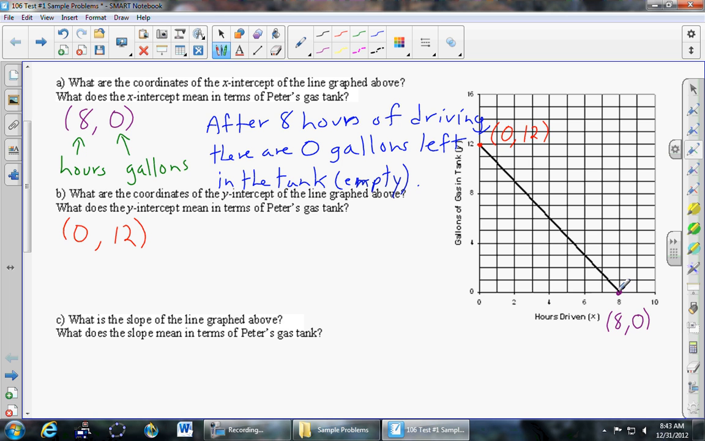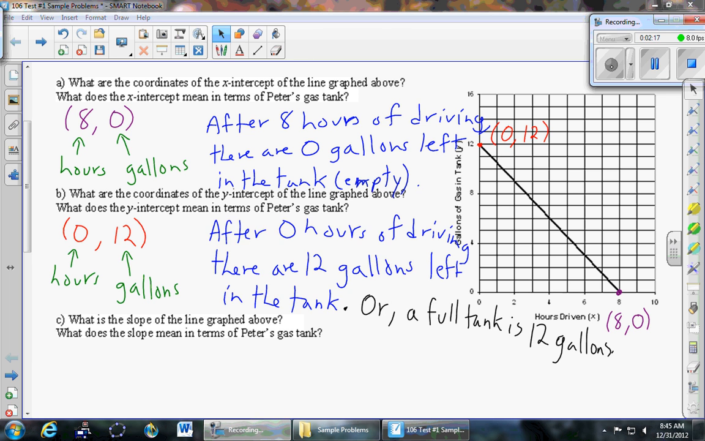Again, filling in the units helps with the interpretation. It's the same units as before. First number is always hours. Second number is always gallons. So after driving for 0 hours, there are 12 gallons of gas left in the tank. So I've written here, after 0 hours of driving, there are 12 gallons left in the tank. Or if you prefer, a full tank is 12 gallons, because 0 hours of driving means he's just starting off and he filled his tank right before he started.